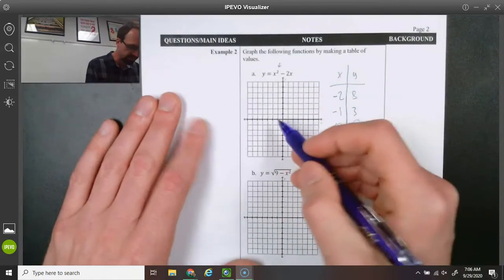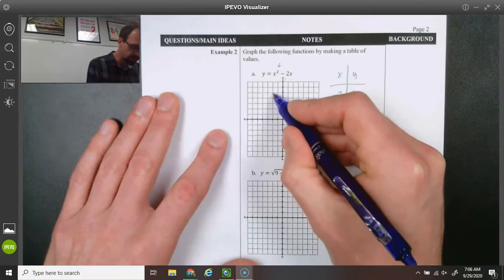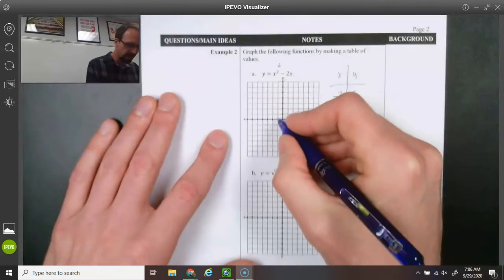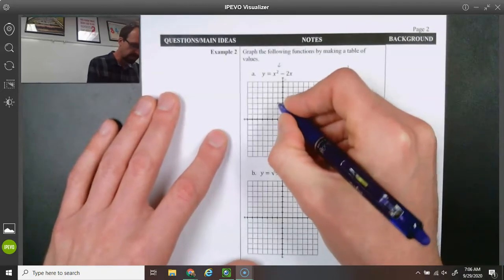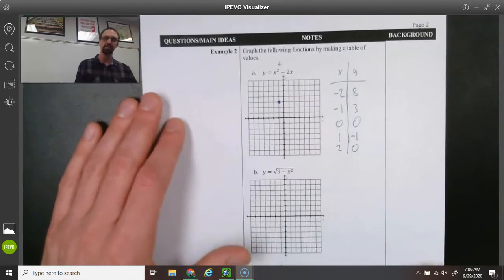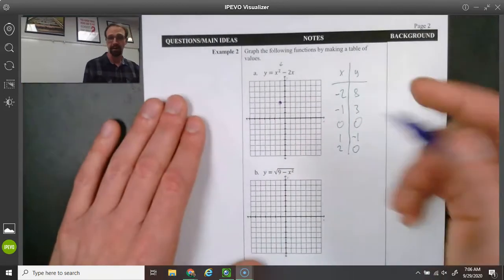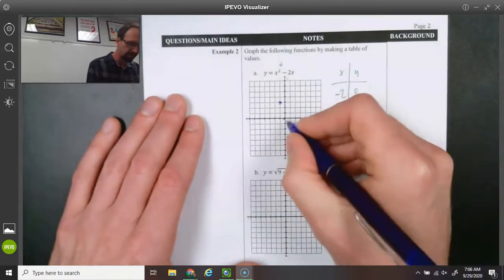-2, 8 is just off the graph, I believe. 1, 2, 3, 4, 5, 6, 7. Yeah, just off the graph. I don't make extra lines. That's a common mistake students make. What you can do is just go by a different scale if you feel more comfortable doing that. But don't make extra lines.